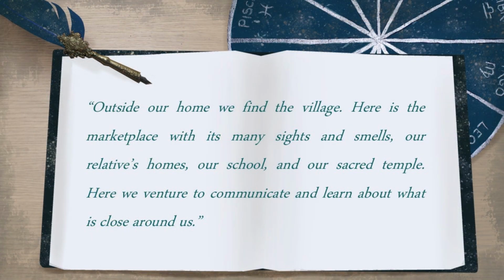Outside our home, we find the village. Here is the marketplace with its many sights and smells, our relative's home, our school, and our sacred temple. Here we venture to communicate and learn about what is close around us. The third sphere of mortal life, the third house, is a weak, cadent house, and also called goddess, for it is the joy of the moon.